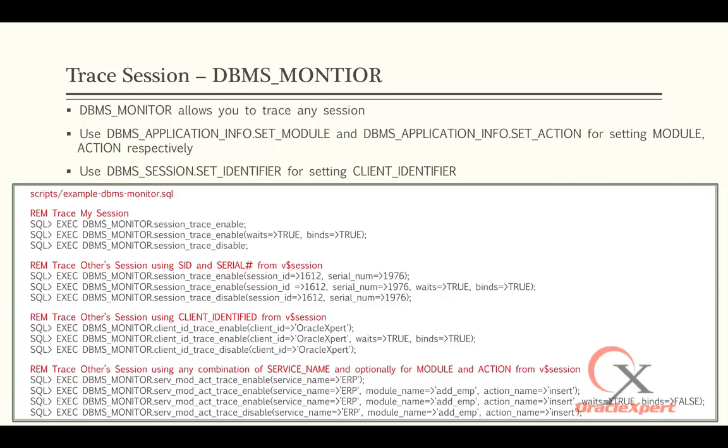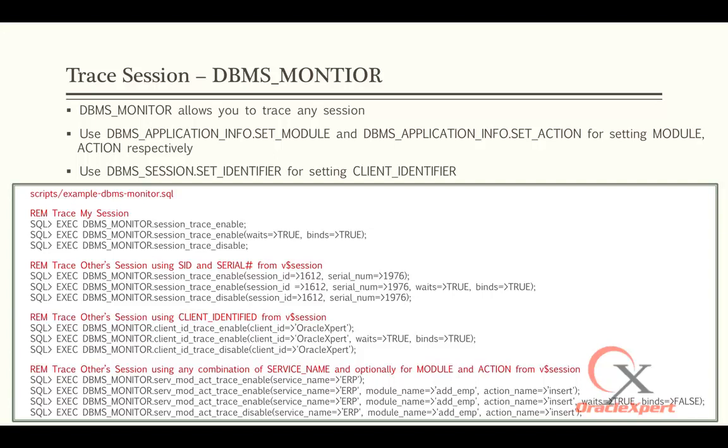And then I'm going to show you how one can enable tracing of an entire service or for a particular module or for a particular action within that module. Now those who are not sure about what is a service, what is a module, what is an action, we are going to run through a couple of slides again, where I would explain what exactly is a service, how one could use DBMS_APPLICATION_INFO.SET_MODULE, or for that matter DBMS_APPLICATION_INFO.SET_ACTION, for setting the modules and actions respectively in the coding.